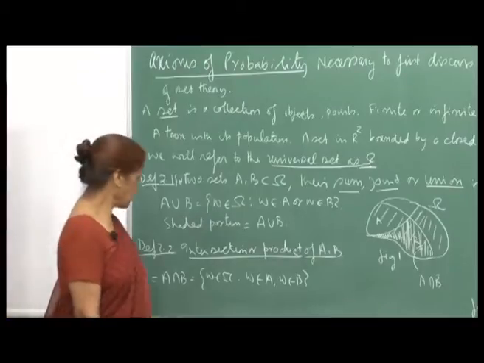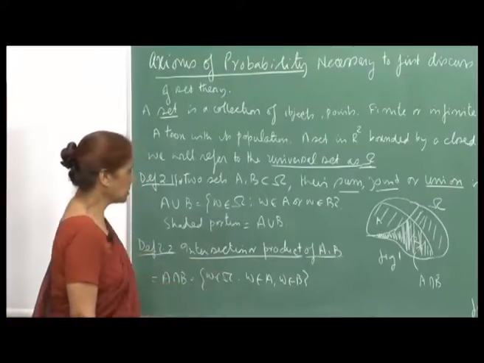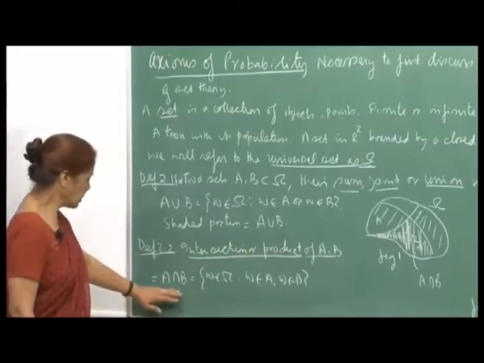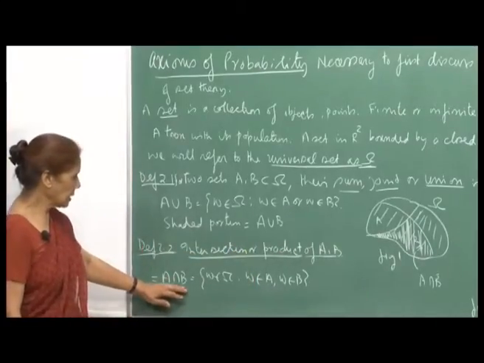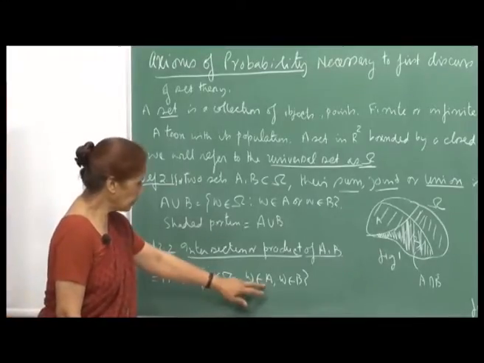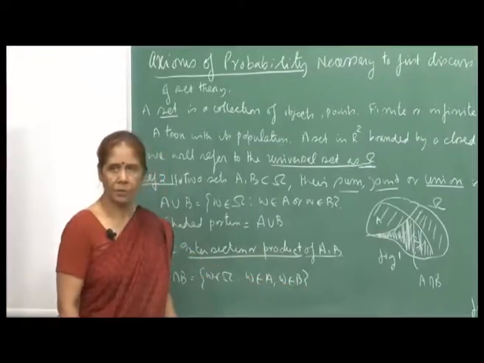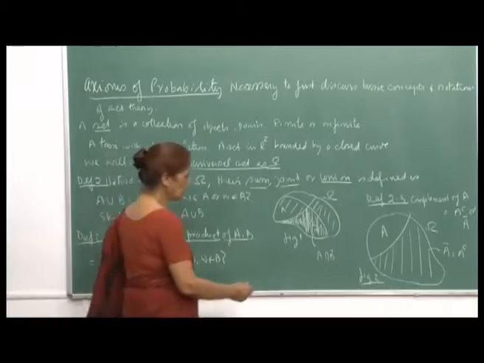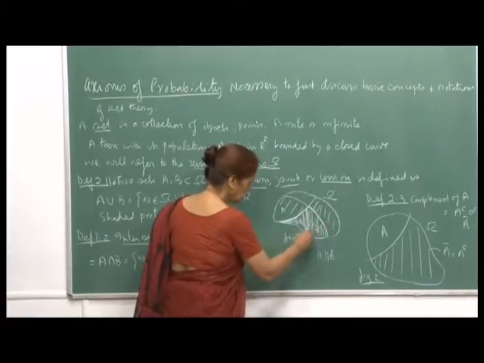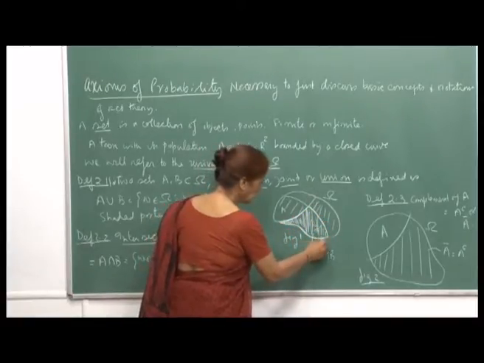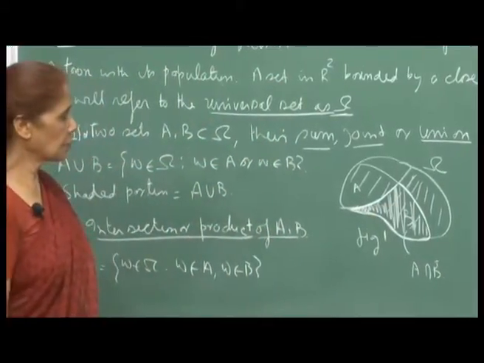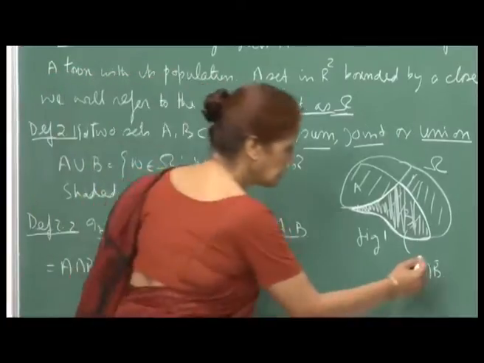Then similarly, intersection or product are the two names given, and the notation is A intersection B. This is all omega in capital Omega such that omega belongs to A and omega belongs to B. So, the common part, and in this diagram you see that the intersection would be this portion, which I have shaded differently. So this portion will denote the intersection of the two sets.